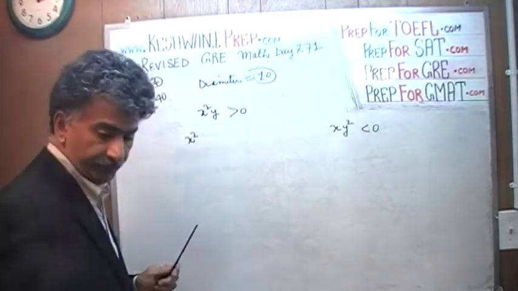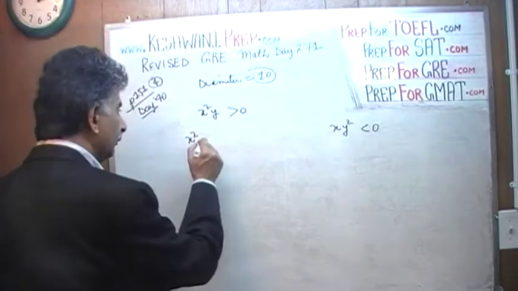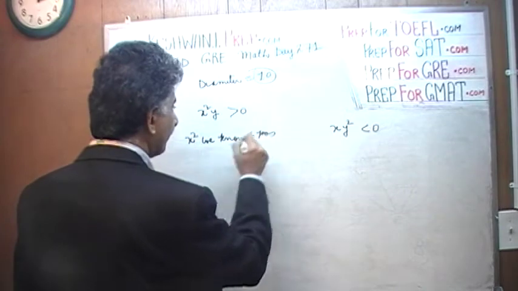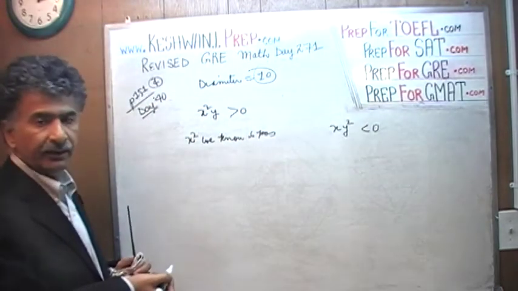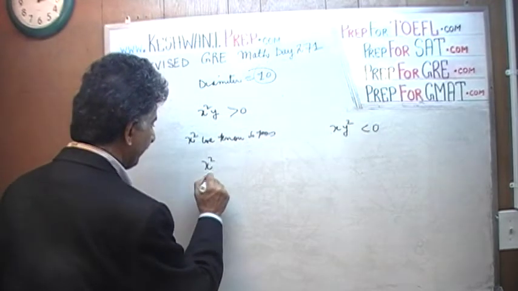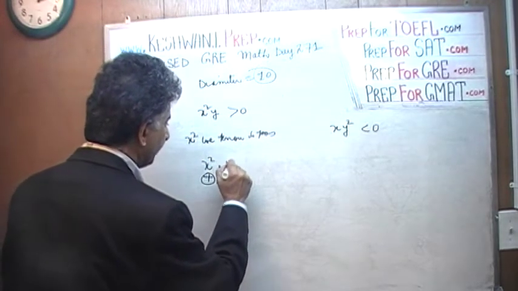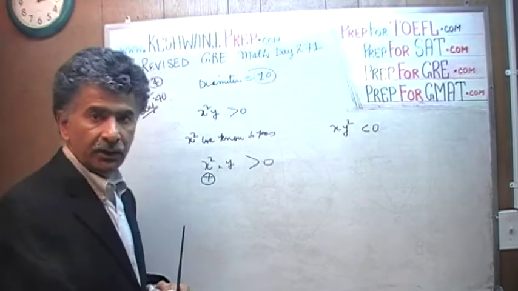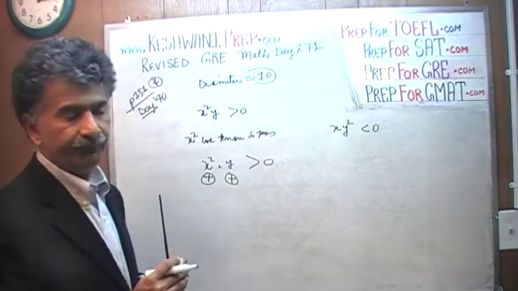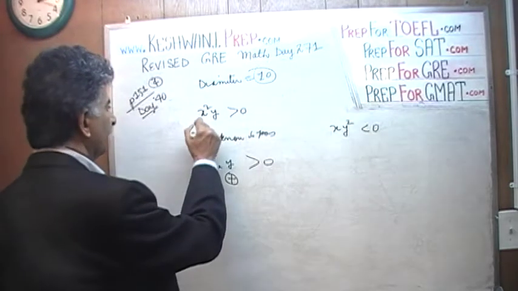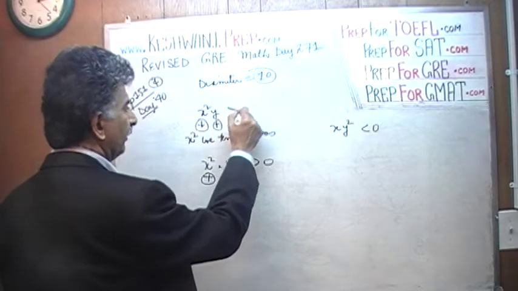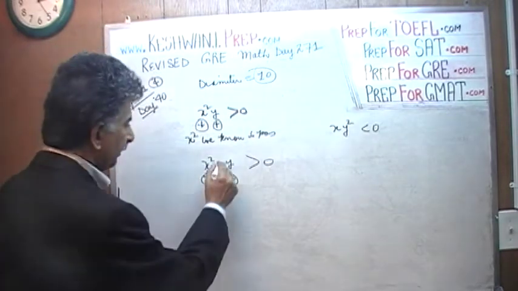X squared, we know, is positive. That we know for a fact. Since x squared we know is positive, and we are told that when we multiply that by y, we get a positive quantity, that implies that y must also be positive. Since this is positive, y must also be positive, because positive times positive is more than 0. So we find out that y is positive.